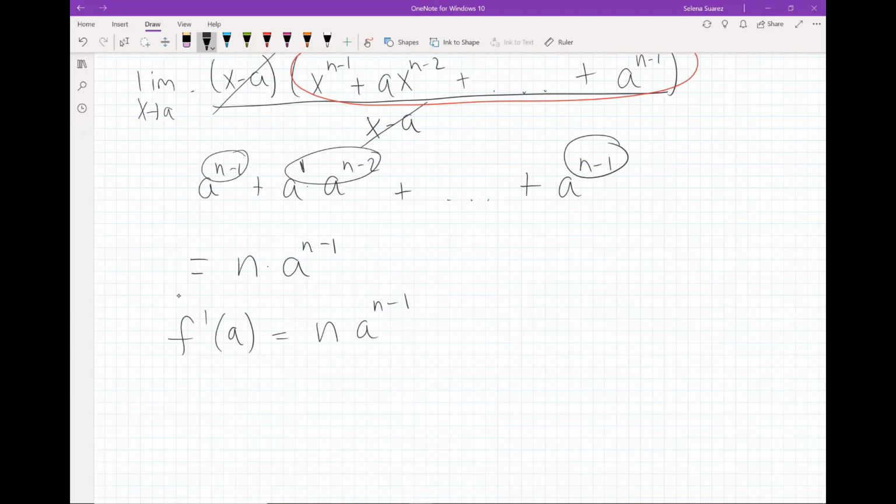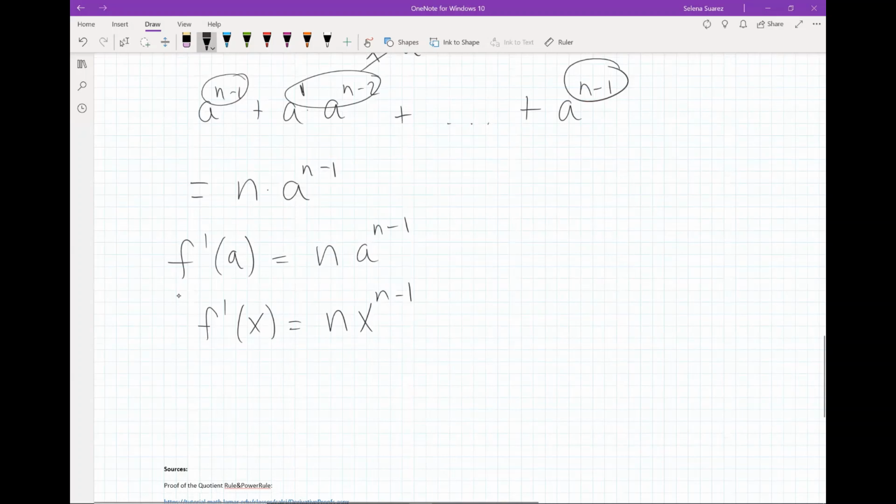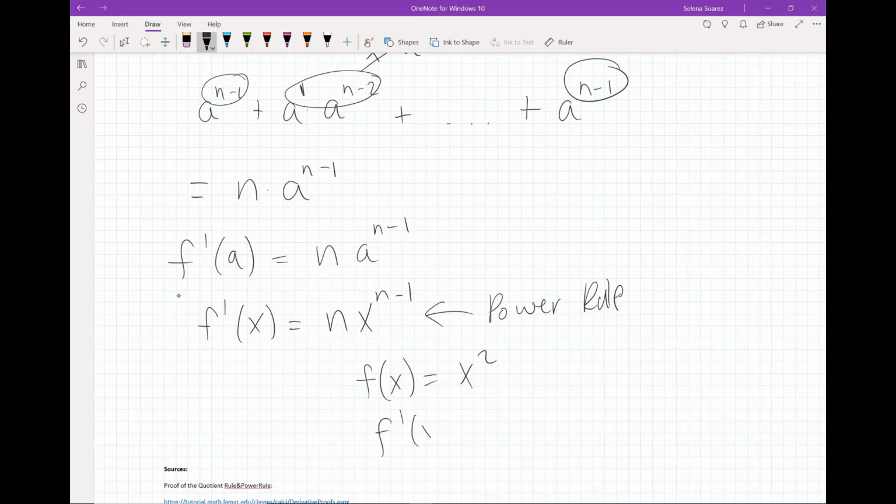Okay, so from here, if we just plug in x for a, we end up with f prime of x is equal to n x to the n minus 1. So this is here the power rule. So we end up with what we wanted to prove. So this is very commonly used. If you have a function x squared, instead of using the definition of a derivative, that would be very tedious. You can just use the power rule and know right away that this is just 2x instead of having to plug it into the definition every single time.